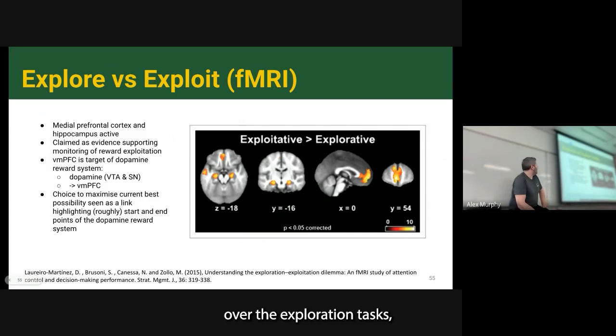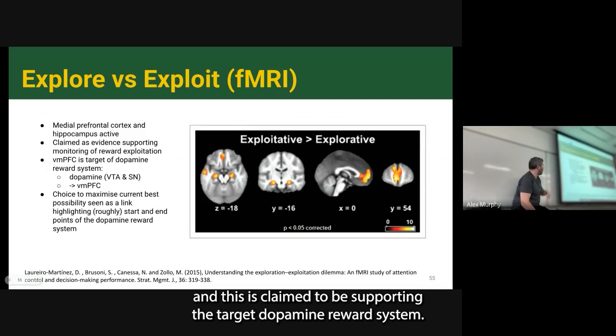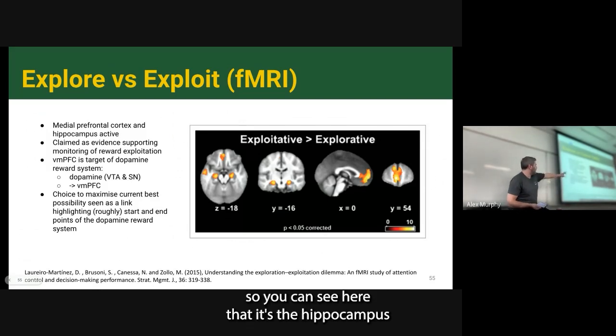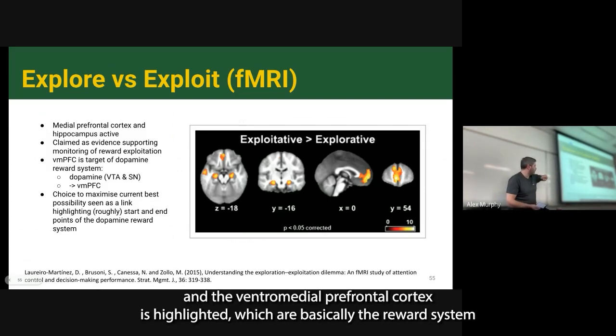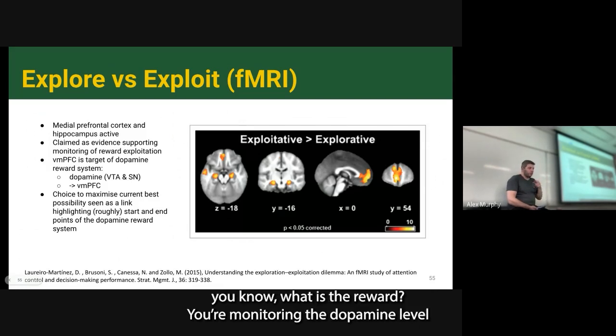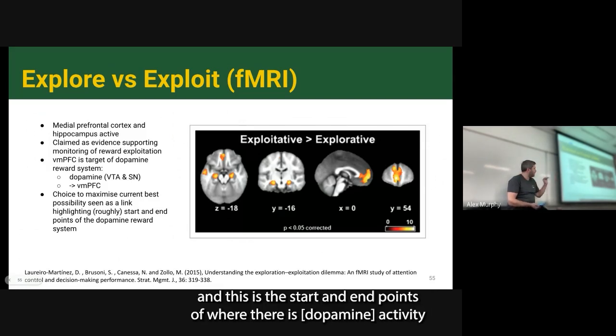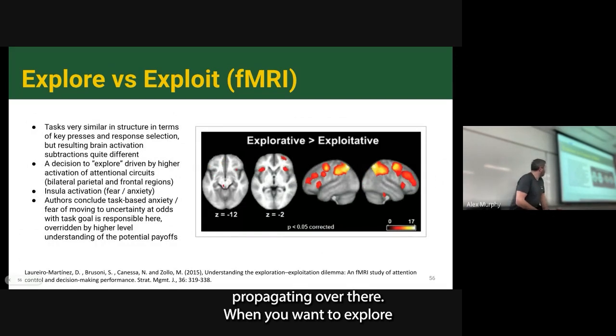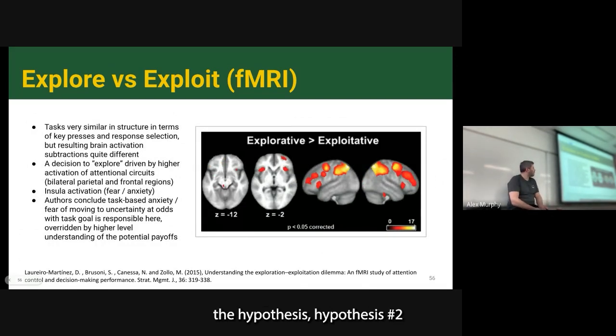So what they found was, when you look at all of the exploitation tasks over the exploration tasks, you see a lot of activity in the medial prefrontal cortex, and this is claimed to be supporting the dopamine reward system. You can see here that it's the hippocampus and the ventral medial prefrontal cortex that is highlighted, which are basically the reward system. And this is when you want to exploit, you're consistently concerned about, what is the reward? So you're monitoring the dopamine level, and this is saying at the start and end points of where there is activity propagating.